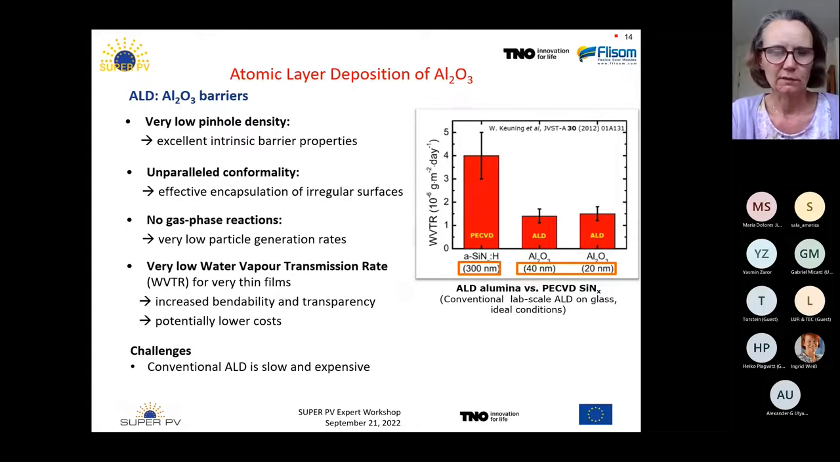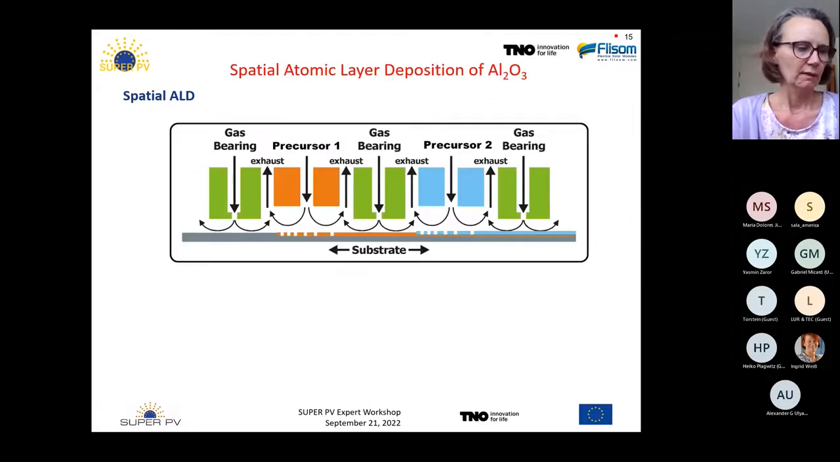And because we can have these very thin films, we can have increased bendability and transparency, which can be beneficial, especially for these flexible modules. Potentially lower costs because of the less material usage. But as I said already, this conventional ALD has a challenge, which is that it's very slow and it uses a vacuum and purging time, so it can be seen as an expensive deposition technique. This can all be overcome with spatial ALD.